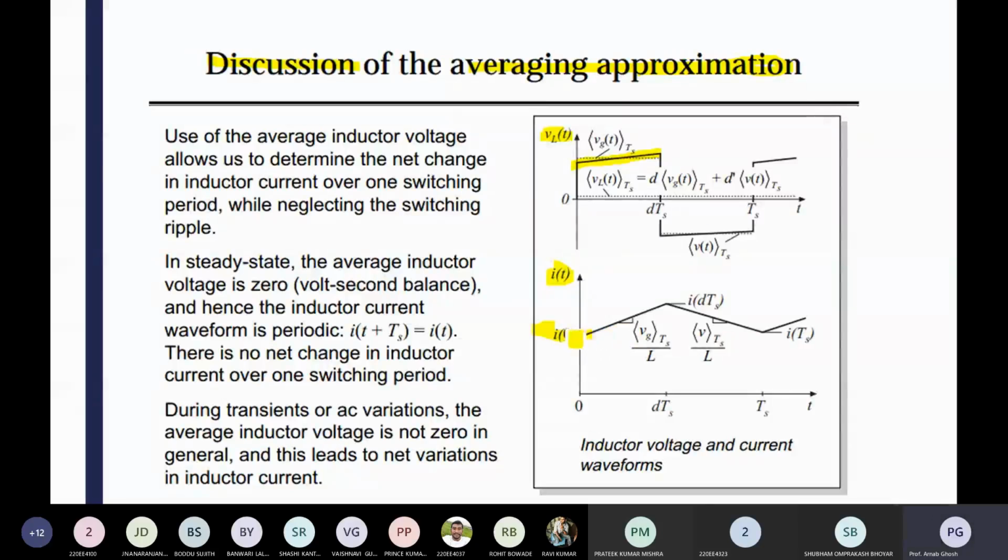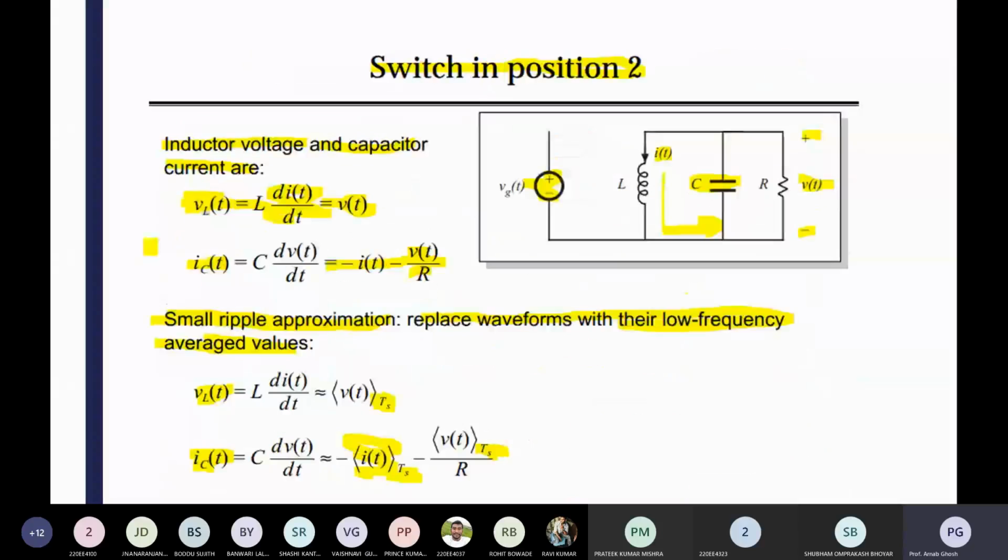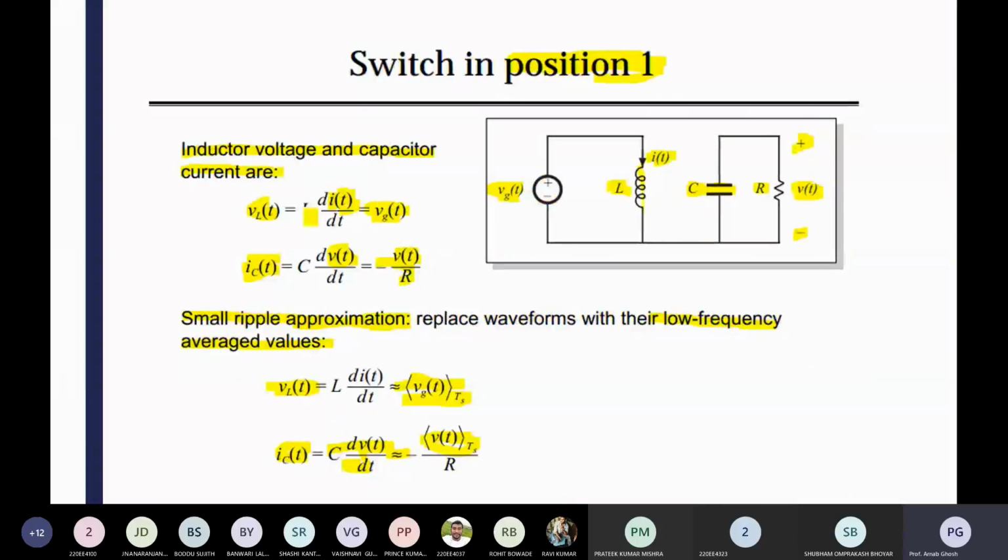So it starts with your I0, then gradually increases, and the slope is already given, that is Vg by L. Okay, that is the expression of current. So what is the expression of current for the on state? That is L dIL/dt equal to Vg. So what is the slope of that inductor current? dIL/dt equal to Vg by L.